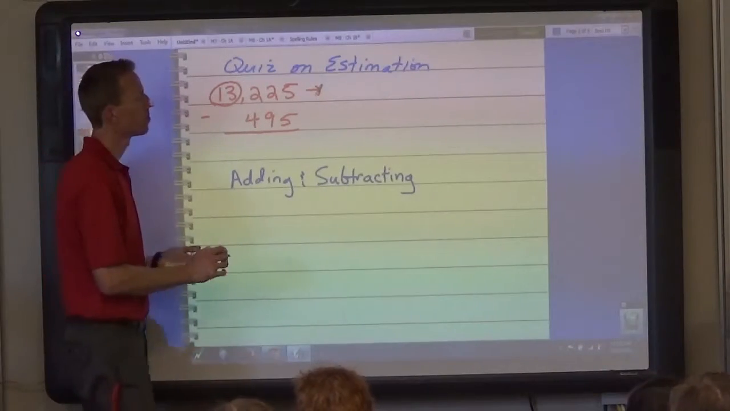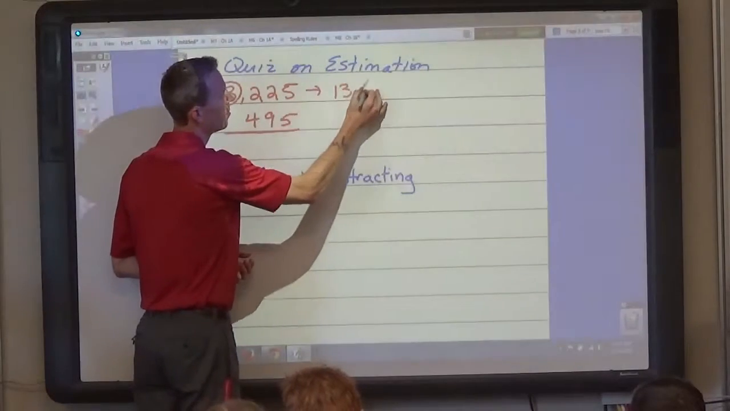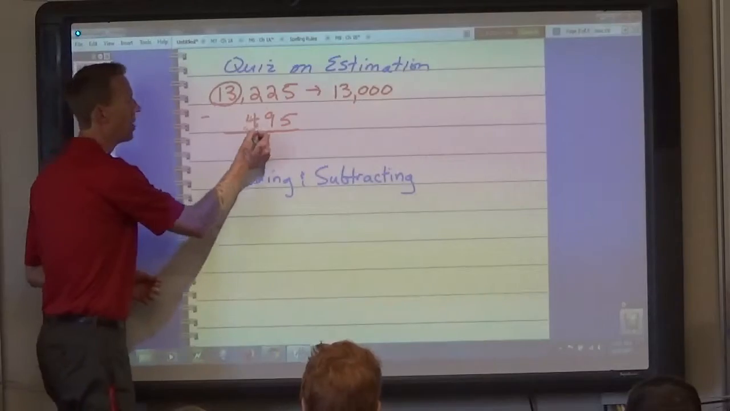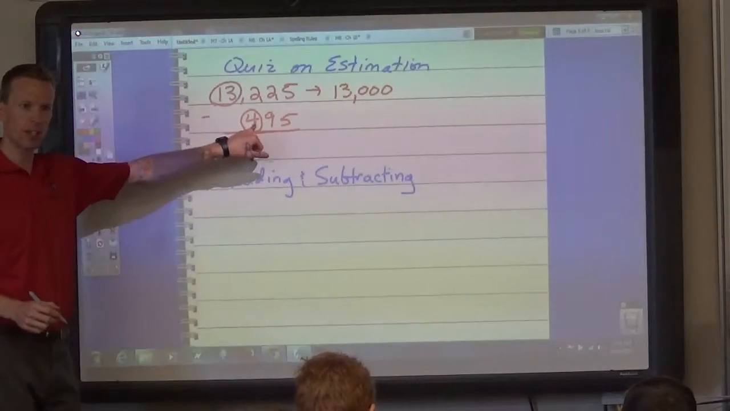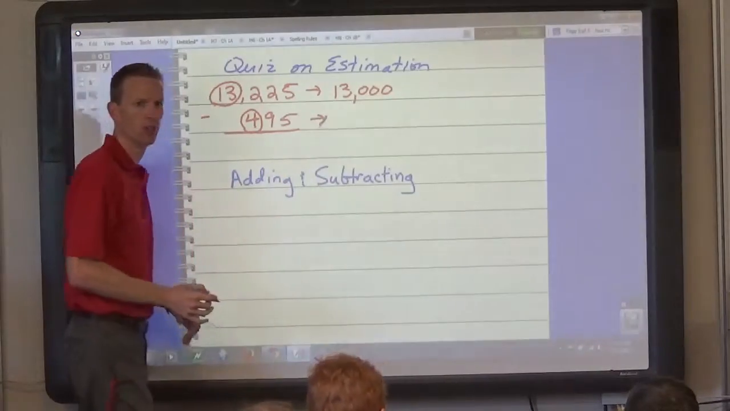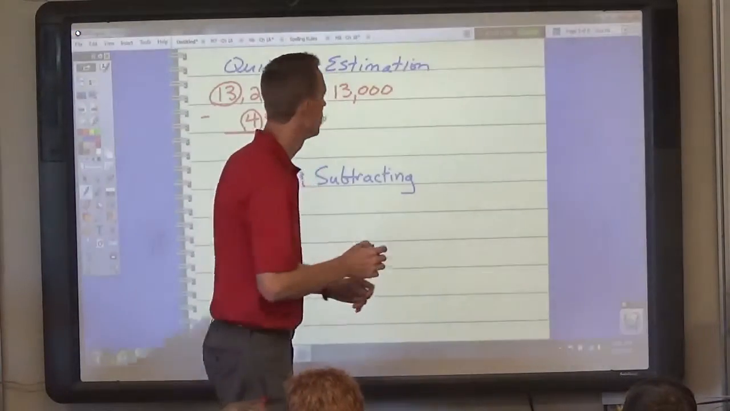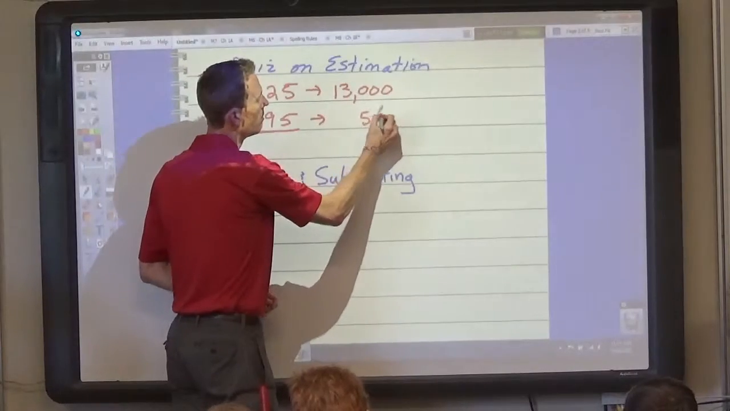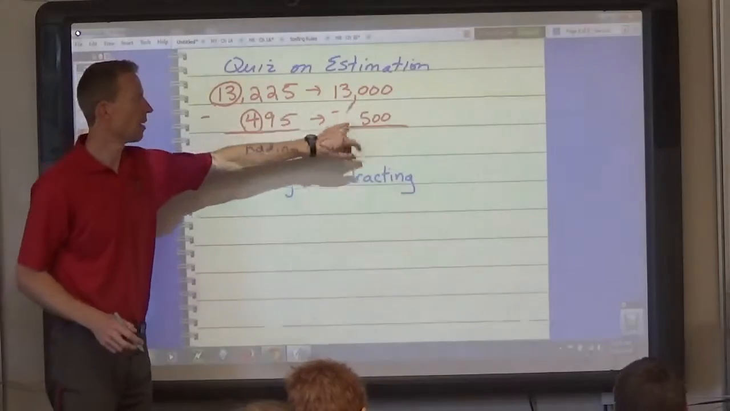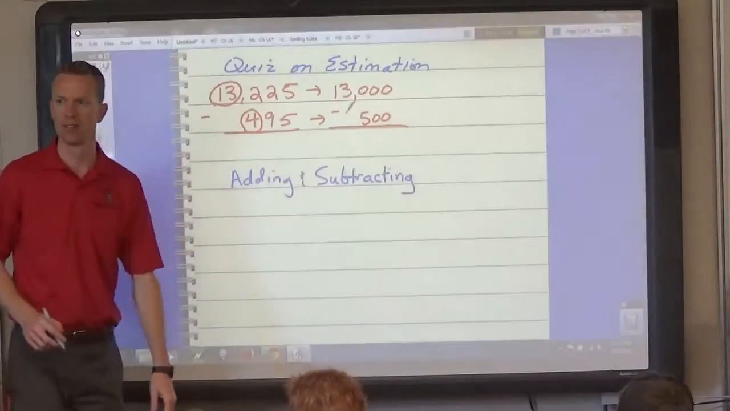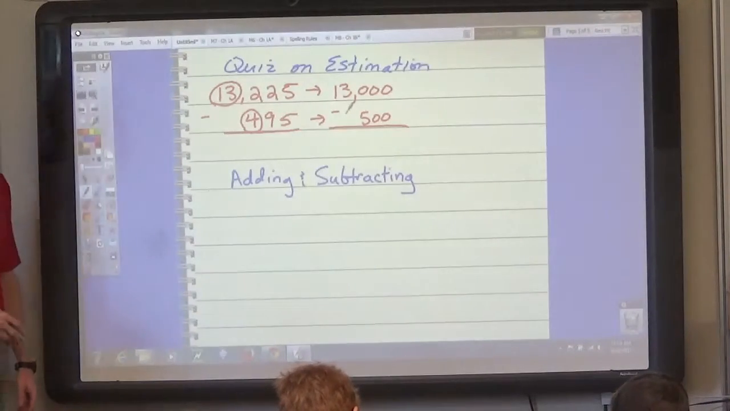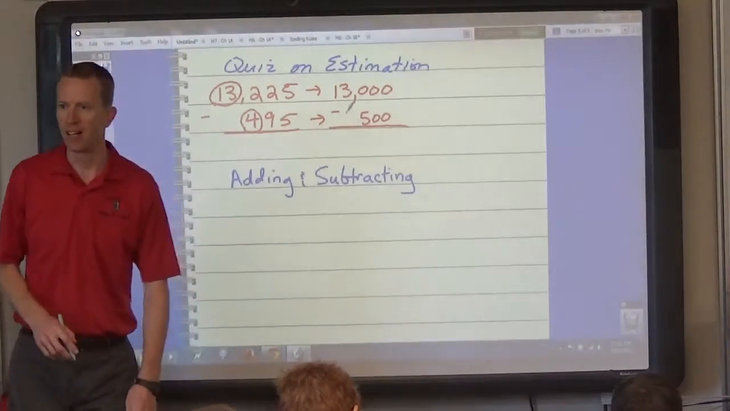Cal? 13,000. Right? And what's the closest hundred? So we keep the 1 digit and use front end estimation for the second number. What would we round that to? Daria? 500. So now, estimate this to 13,000 minus 500. What is that?